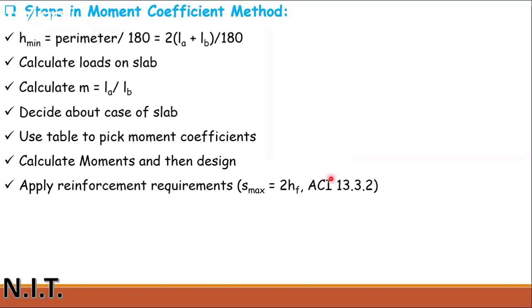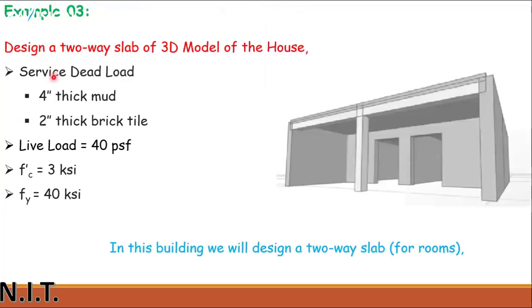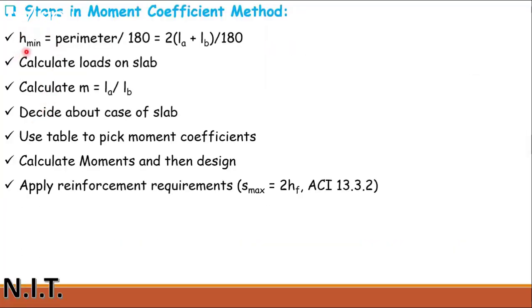Okay, so these are the basic steps to design the two-way slab problem. And we have finished this example number 3, and the steps which we finished in the previous class, that we have already calculated H minimum.